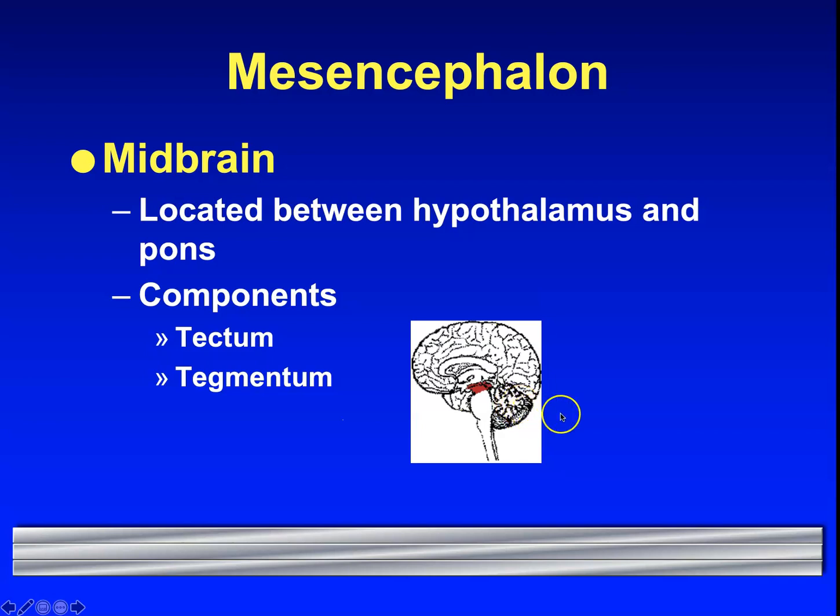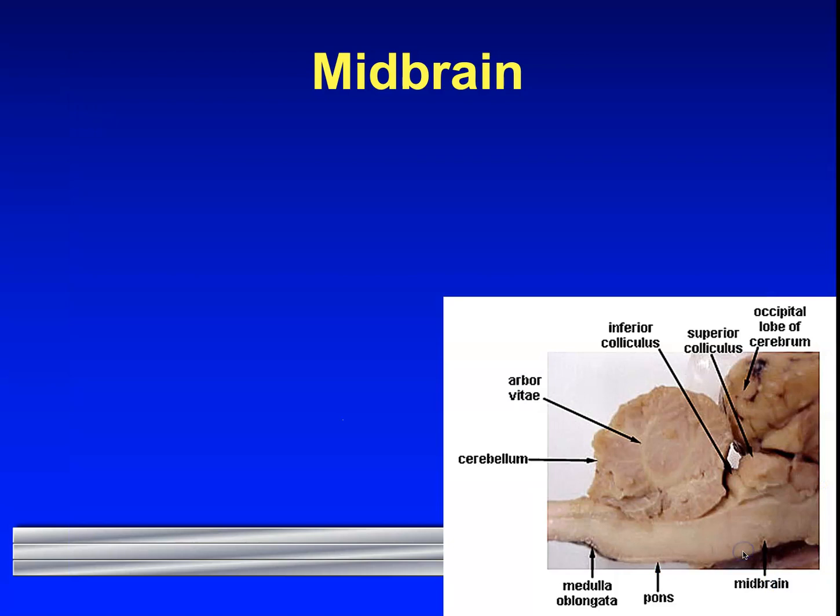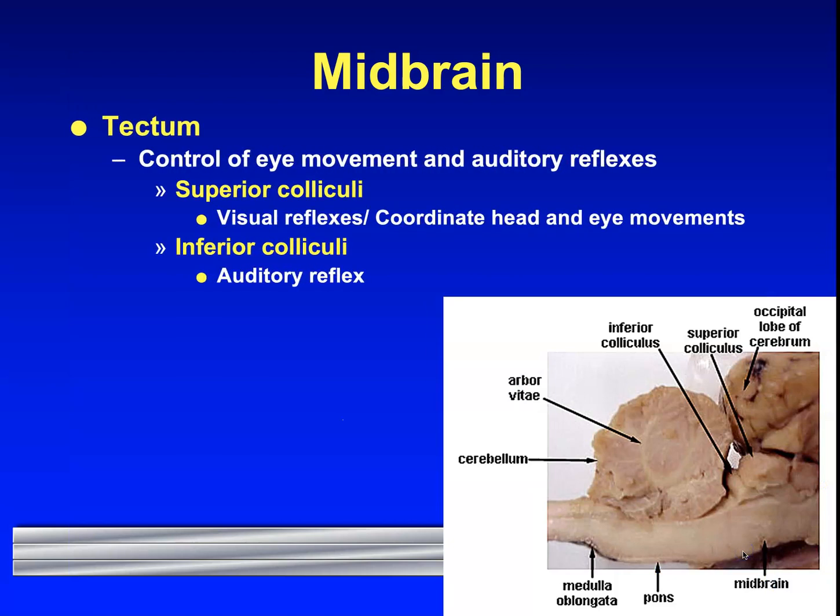And the components of the midbrain include the tectum and tegmentum. The tectum, this isn't a human brain, this is a rat brain. It's control of eye movements and auditory reflex. So the superior colliculi, that's for visual reflexes, it's going to coordinate the movements of your head and your eye with a visual signal. And the inferior colliculi do the same thing with an auditory reflex. So you turn your head when you hear a sound, or you turn your head when you see a light, that's going to be reflexes related to light, and vision and sound, that's going to be in the tectum.